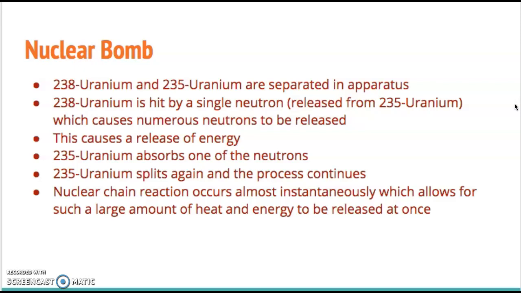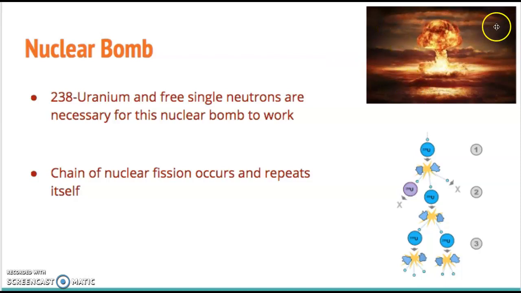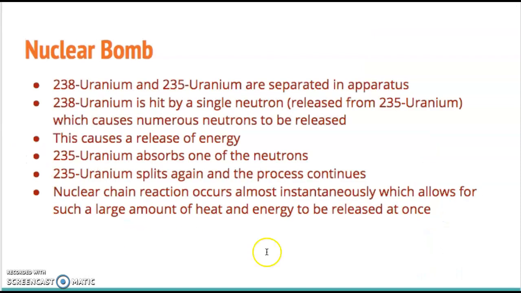Now, this process occurs almost instantaneously, and this is why we are able to get such a large amount of heat and energy to be released all at once. So this nuclear chain reaction occurs so fast that so much energy is built up and released all at once that we get to see this kind of iconic image that we have in our head when we think of a nuclear bomb or an atomic bomb.